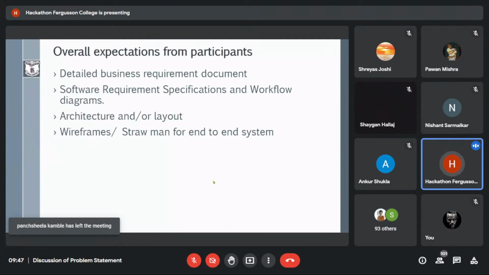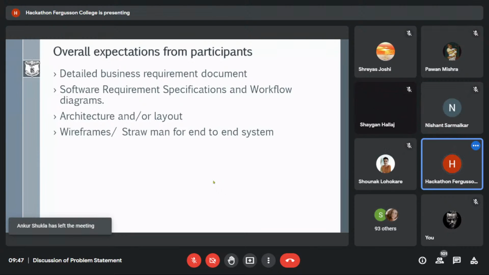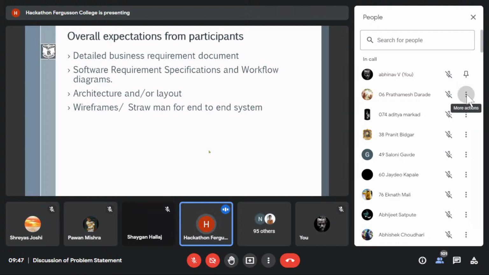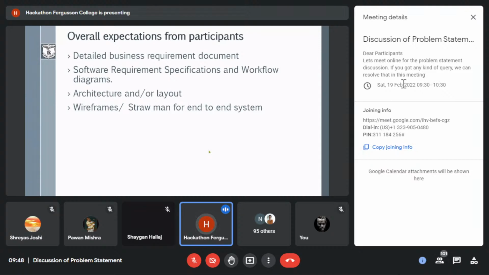right? If you are going for designing an app or website, maybe in a final stage or maybe in a second stage, then you have to produce us the SRS, software requirement specification, right? So everything has to be mentioned in that particular way. If you are not very good at software specifications, you can give us workflow diagrams, right? So what would be the flow, how things would move on, you can mention that. You can give us an architecture or a layout. Of course, you can design wireframes or a strawman for the end-to-end system. Any way which helps us to communicate or understand how you are solving the problem is acceptable.